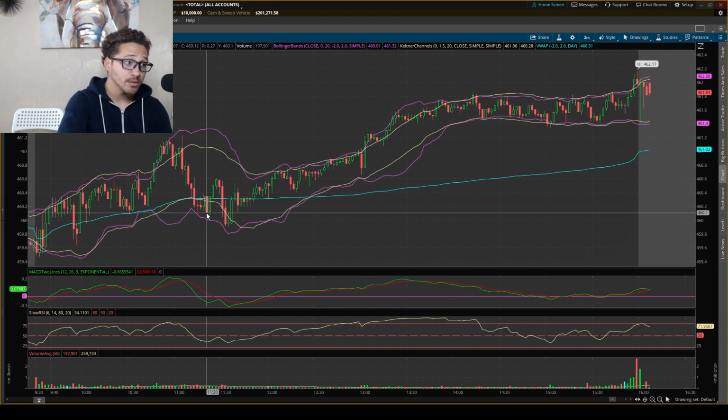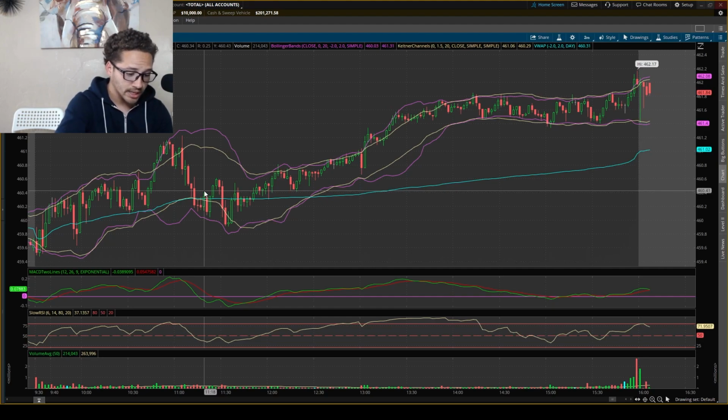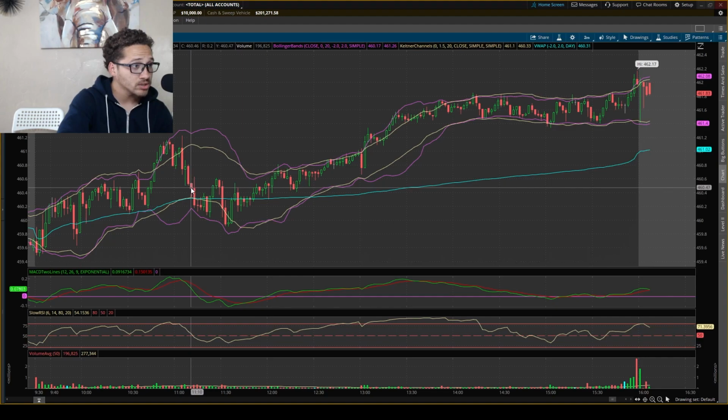When I saw this big move to the downside, I got out. Let me see exactly. I closed for about a 30-cent gain, at 460.48. So around this candle is where I exited the position for a very small gain of about $60, because I'm trading 100 shares.